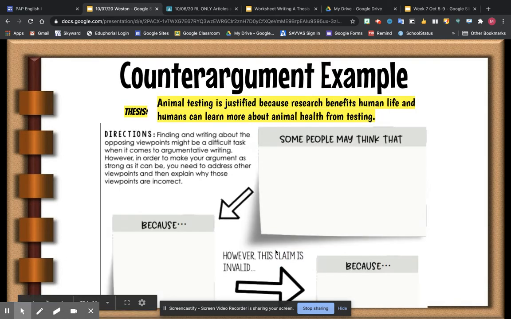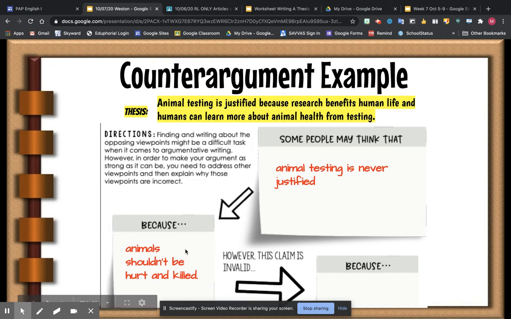So let's go back and remember our warm-up the other day about animal testing. So here's the thesis statement. Animal testing is justified because research benefits human life, and humans can learn more about animal health from testing. So you can see we've given two reasons of why we should continue it. So we want to acknowledge the other side and say that we do see their reasoning, but we don't agree with it. So some people think animal testing is never justified because, now why would people think that? Because animals shouldn't be hurt or killed.